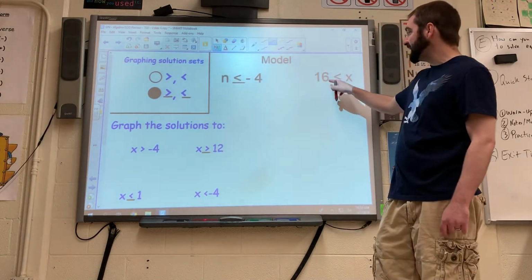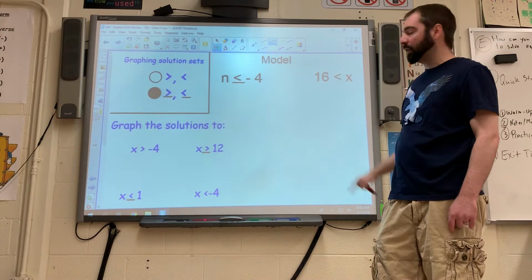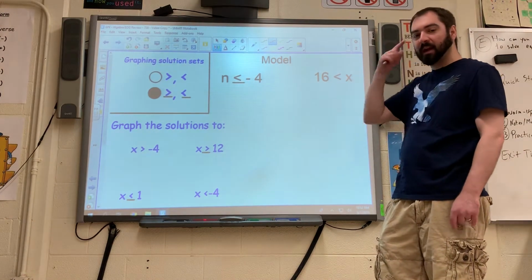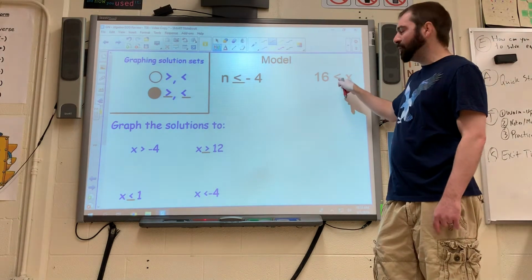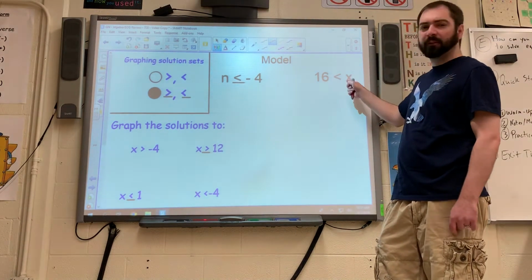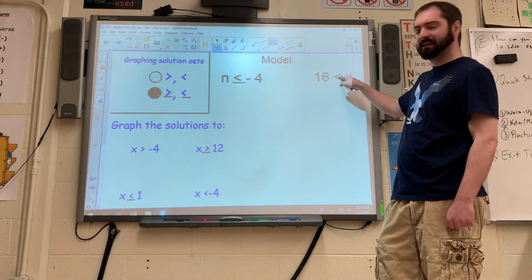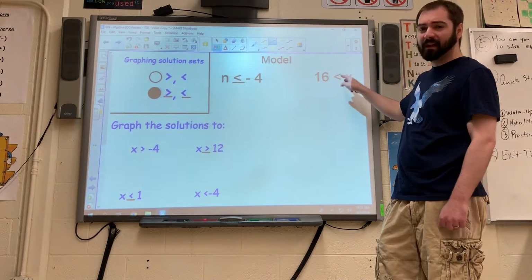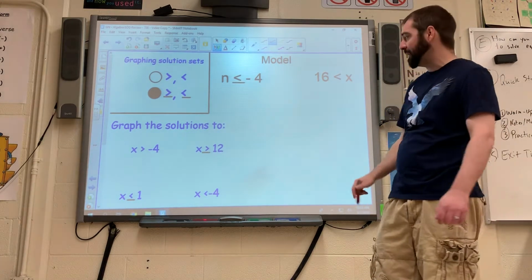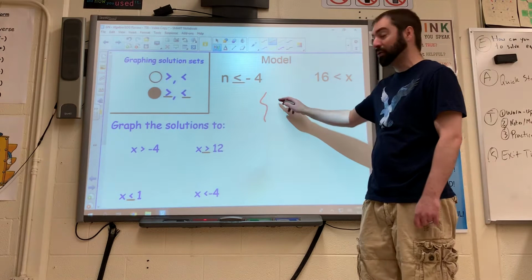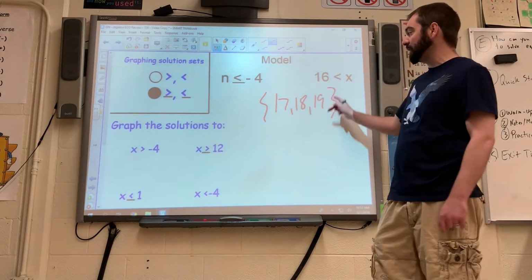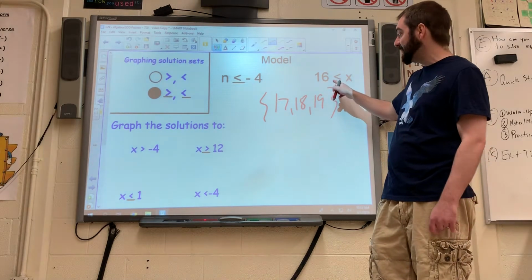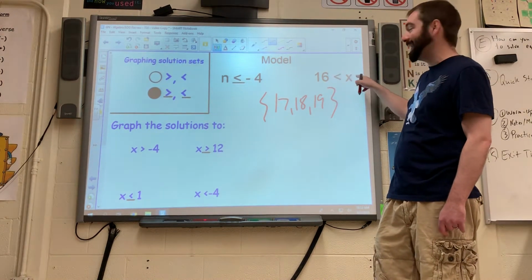Again, we have 16 is less than x. Well, if 16 is less than a number, I have to think, what kind of numbers would make x true? Again, we said less than, but if I put a number like 15 or 14 there, 16 is not less than 15. 16 is not less than 14 or any number to the left. So actually, the numbers that make this true would be 17, 18, and 19.